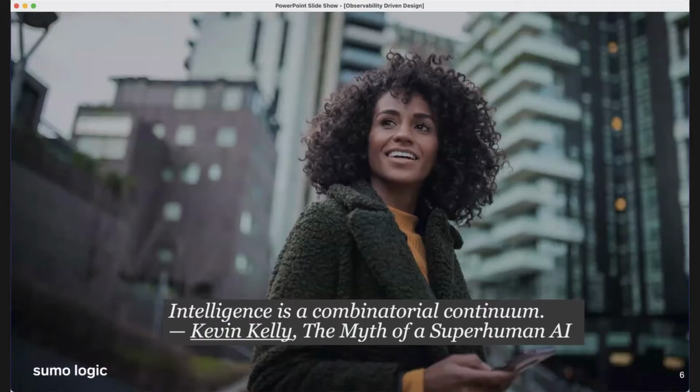It's about time to build our framework, but before we do that, I want to spend a few minutes and just talk about intelligence. Kevin Kelly, the author of The Myth of a Superhuman AI, eloquently denotes that intelligence is a combinatory continuum. I'm going to give you a second to think about what you think that means. Took me a while.